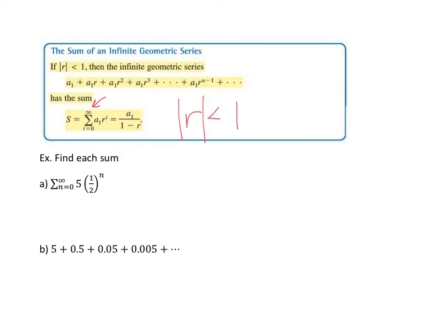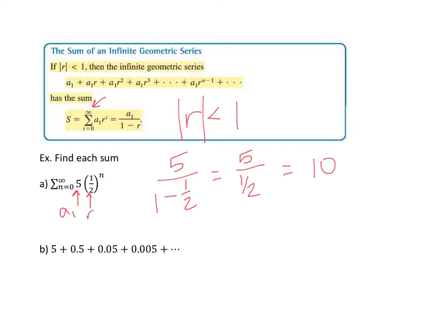Okay, so to find this, this is my a1, this is my r. So I can put my 5 over my 1 minus 1/2. 5 over a half would be 10. So although I'm going to infinity, eventually I'm going to get to 10. And the decimals are going to be so small.